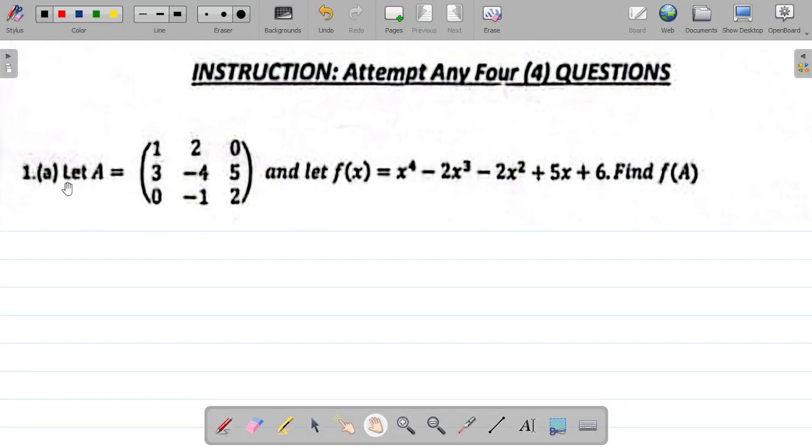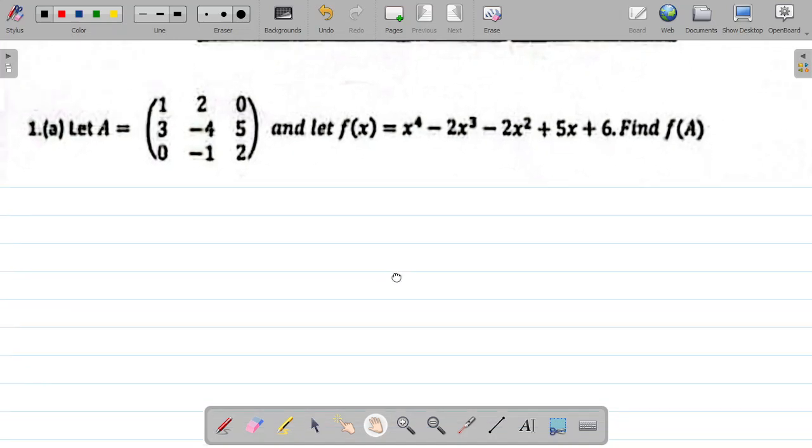Question 1 says, let A, that's matrix A, be equal to, so you have your matrix here, and let f of x be equal to x to the power 4 minus 2x to the power 3 minus 2x squared plus 5x plus 6. Find f of A. How do you find f of A?